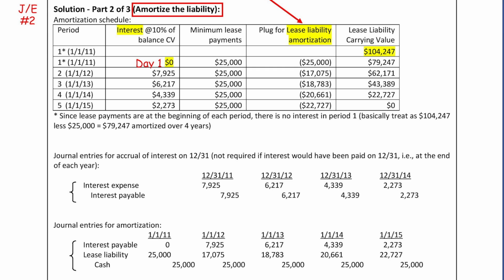Put a bracket around all these 4 interest calculations and write total 20,753. So the minimum lease payments are $125,000, of which 20,753 is interest expense. The balance 104,247 is used to amortize the lease liability.